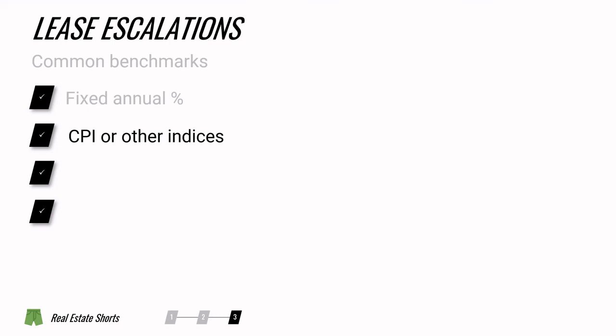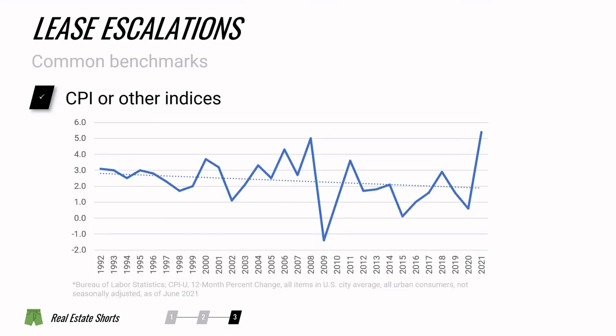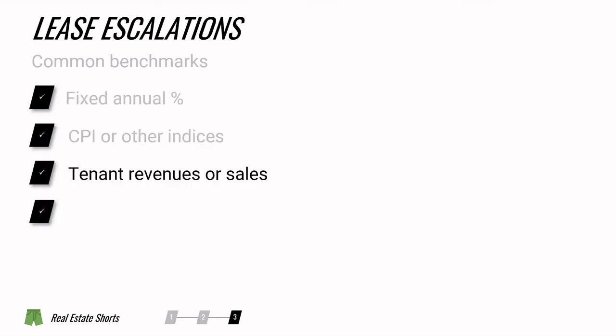Another option is to benchmark against some kind of index. So I referenced the Consumer Price Index, CPI, but there are many others. So if you wanted to relate it to what the CPI index is, at least here everyone knows what their rent will be at any point in time, because the index is publicly provided, publicly acknowledged, well known and understood.